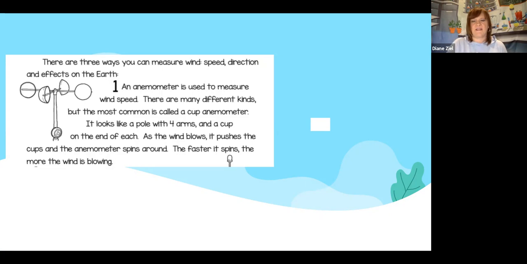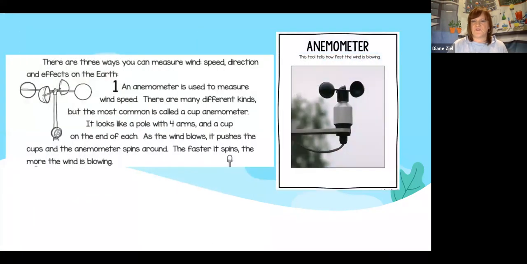Let's look at a real-life example of an anemometer. So if you've ever seen anything that looks like this up on a pole, now you know what it's called. And this tool tells us how fast the wind is blowing.